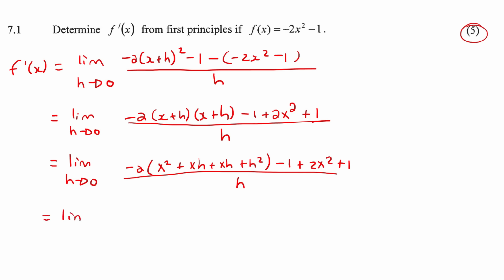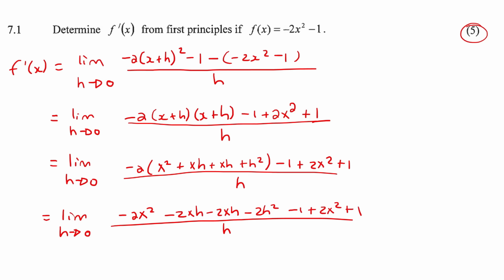Next step, limit as h goes to 0. Now I'm going to distribute the negative into the bracket. Whoops, that's a negative. Right. At this step here, we now need to simplify. So we're going to go cancel things out. Now, what is the golden rule that I always tell you guys to look out for? What I say is that anything that does not have an h should cancel. If it doesn't, you have made a mistake.